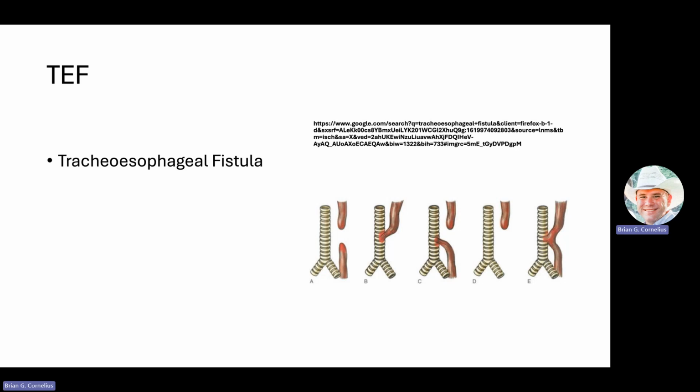That's not the most common one you'll see. The second one, you have a fistula between the trachea and the esophagus. This tends to be fairly common. The next one, you have an esophagus that ends in a blind pouch, but the distal esophagus has a connection to the trachea. The fourth one, you just have a blind pouch with no distal connection. And then in the last one, you have a parallel connection between the trachea and the esophagus.